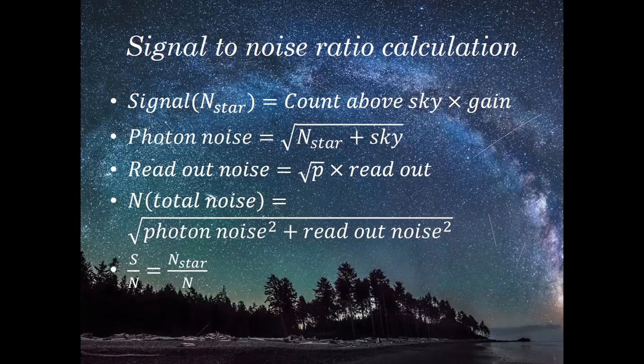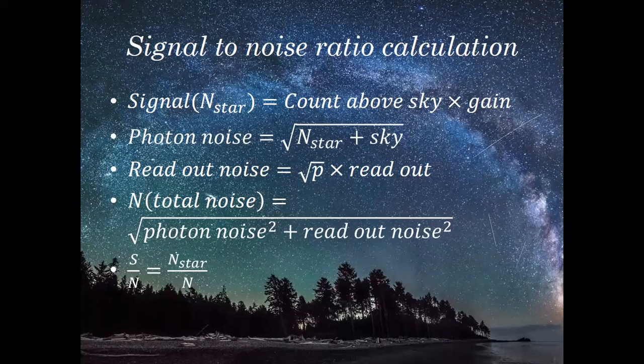So how to calculate the photon noise? Photon noise is under root of N star, the total number of photons, that is the signal itself, right? Because the signal itself carries the photons, so it is under root of signal plus sky contribution, because the sky will also generate some photons, which will induce some noise. So the photon noise is under root of N star plus sky.